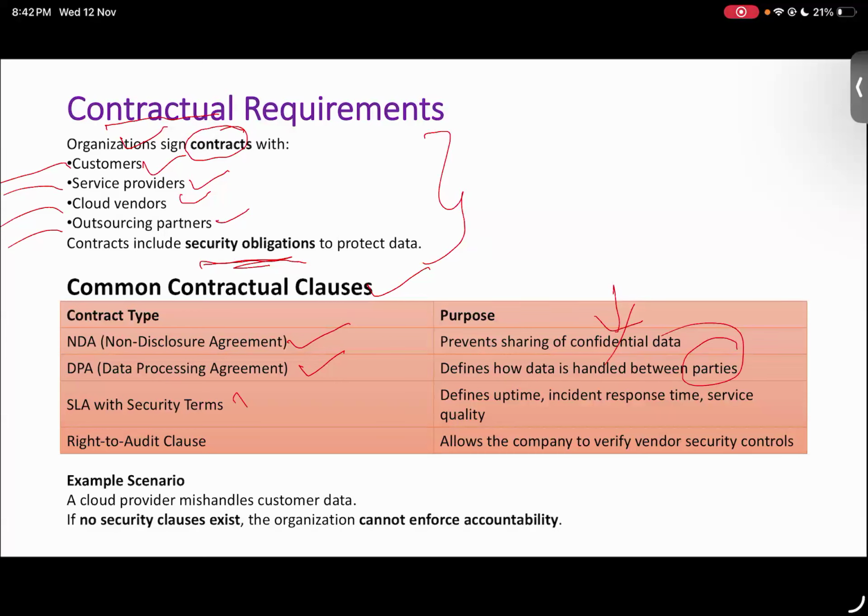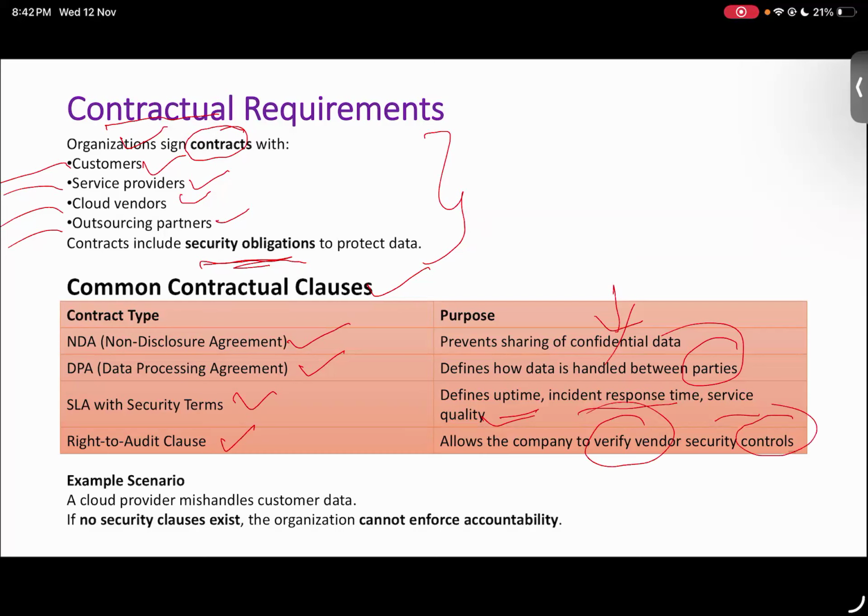This will define how data is handled between the parties. Then you have the SLA with the security team, which defines uptime, incident response time, service quality, and all those things. Then the right to audit clause. That means it will allow a company to verify the vendor's security controls.